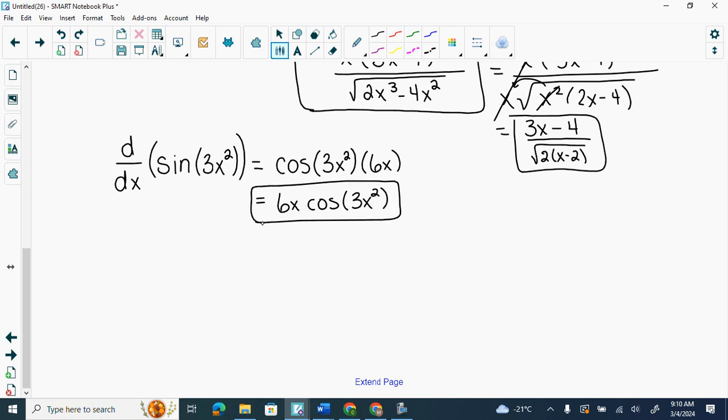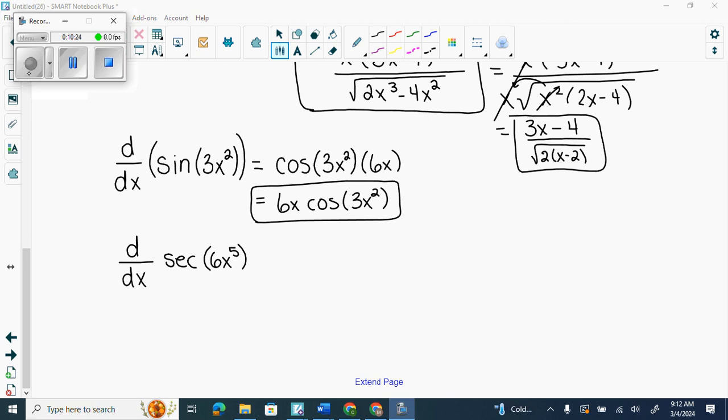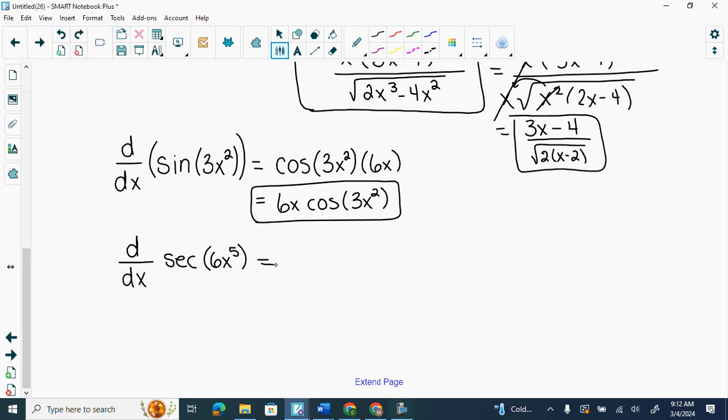Now I'm going to test you out and not tell you how to do this and see if you can do it. D over dx of secant 6x to the 5. I'll make it easier. I won't make it a numerical base. Try that one out. I wanted to test to see what you would do in this situation. So the derivative of secant x is secant x tan x. So I go secant x tan x.